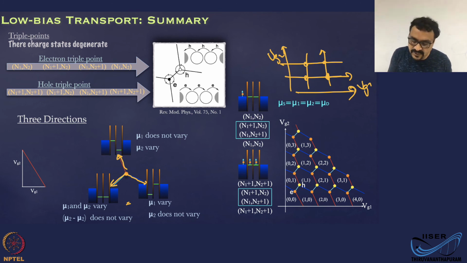Okay, so in this case, mu1 does not vary. Mu1 is the electrochemical potential of dot 1, but only mu2 varies. In this case, mu1 varies, but mu2 does not vary.